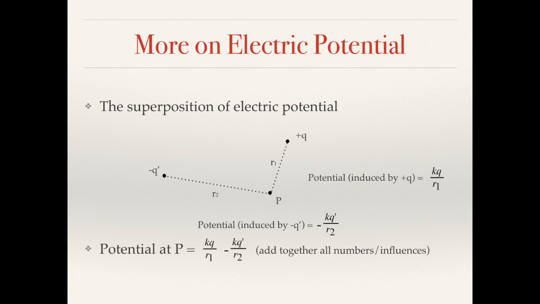So the potential at point P is just kq over r1 plus minus kq prime over r2, which is just kq over r1 minus kq prime over r2. We're just adding them together, in fact. And again, for potential, it does not have a direction. We only concern the magnitude.